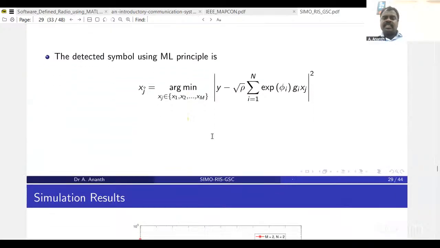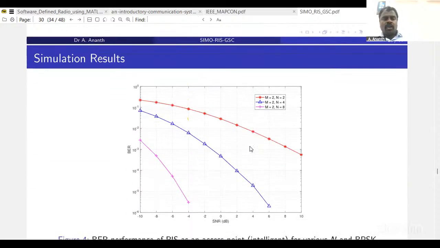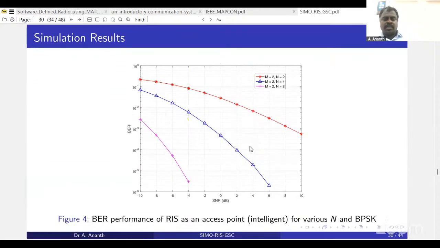So again, the detection of the received symbol, you also don't have HI, and the remaining parts are there. Okay, so now we will see the performance. Again, here also we have studied the BER performance. From this you can understand, right? As the number of RIS elements increases, n equal to 4, 8, you can see the performance is improving a lot.